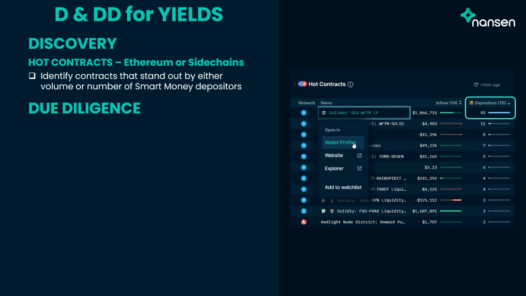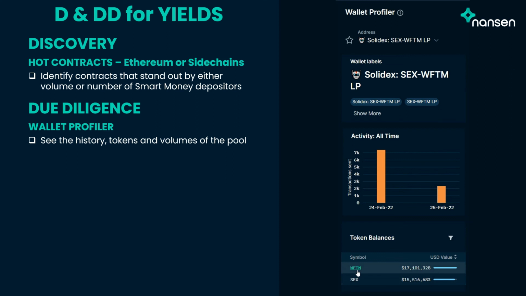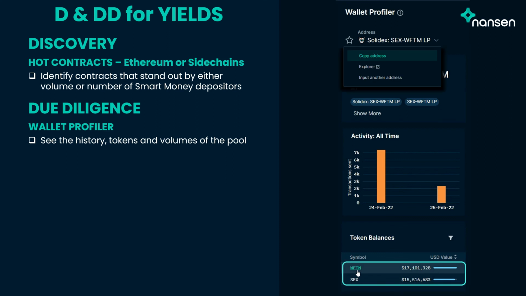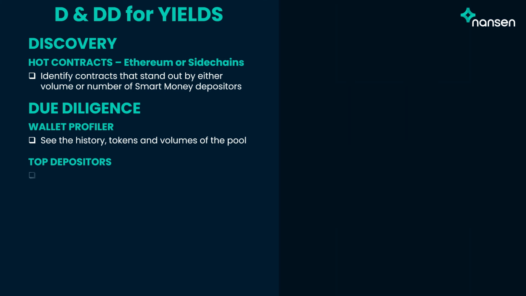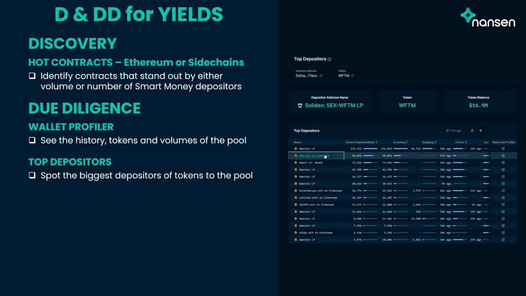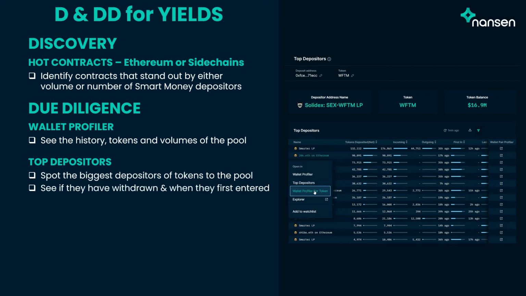Right-click on the pool's name to check its website and get a feeling for your possible returns. Then, open the wallet profiler of the smart contract to check its history and its token balances. Note down the tokens, copy the address of the pool, open top depositors, and insert both inputs. This dashboard will show a summary of the biggest depositors into the pool for that token. Take the biggest ones, or the biggest smart money ones, and open their wallet profiler for token.